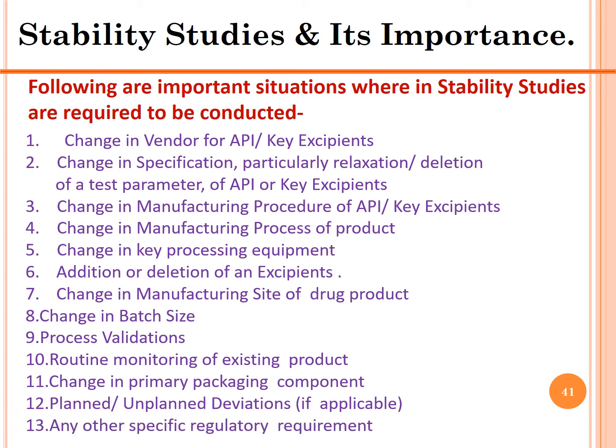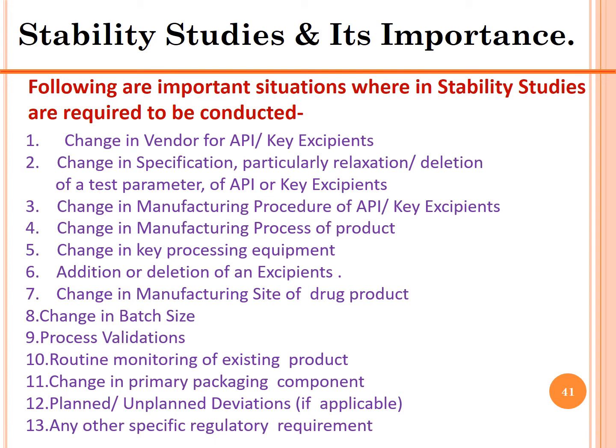Following are important situations where stability studies are required to be conducted. 1. Change in vendor for API, key excipients. 2. Change in specification, particularly relaxation or deletion of a test parameter, of API or key excipients. 3. Change in manufacturing procedure of API, key excipients. 4. Change in manufacturing process of product. 5. Change in key processing equipment. 6. Addition or deletion of an excipient. 7. Change in manufacturing site of drug product. 8. Change in batch size.